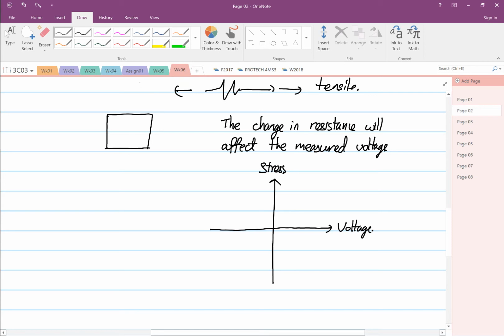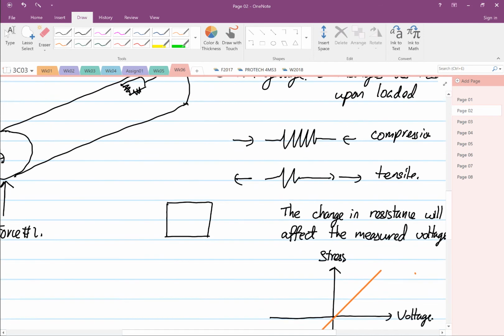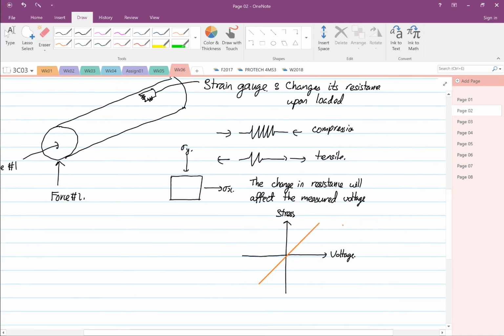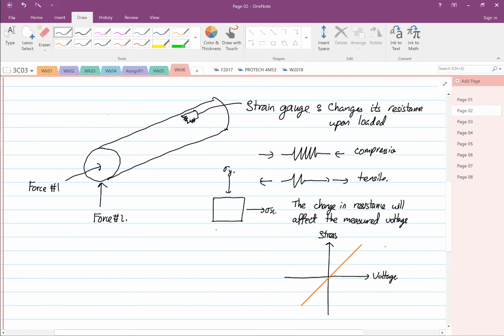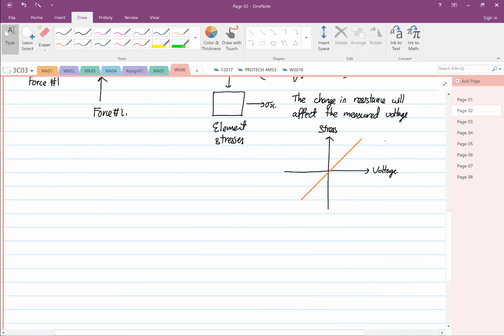Okay, so there's a linear relationship that you will get. So from here, that's where we measure the resistor. We will know whether it's in tensile or in compression. So you have to attach the strain gauge to the structure that you measure, and then that's where you get your element stresses. Okay. So this is part 1. I'm going to stop here and we're going to continue again. Okay. Thank you.